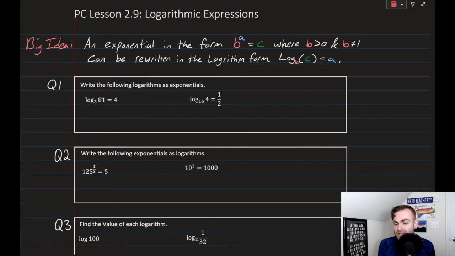And what we can see here is that an exponential in the form of b to the a power is equal to c can be rewritten. It's equivalent to log base b of c is equal to a. So what happens here is that the old base becomes the subscript of the logarithm. The exponent is what the logarithm is equal to, and the result of the exponential is what goes inside of the logarithm, which is also called an argument, but you don't really need to memorize that fact.